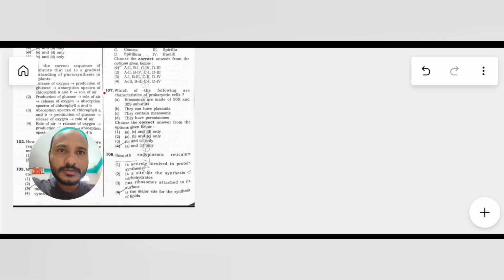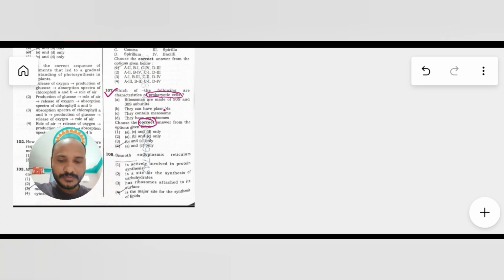So next one, 107. Which of the following are characteristic of prokaryotic cells? Here it is asking the characteristics of prokaryotic cells. We have 4 options, A, B, C, D, and we choose the correct one. First, let us read: ribosomes are made up of 50S and 30S subunits. They can have plasmids. They contain mesosomes. They have peroxisome. Okay, right.